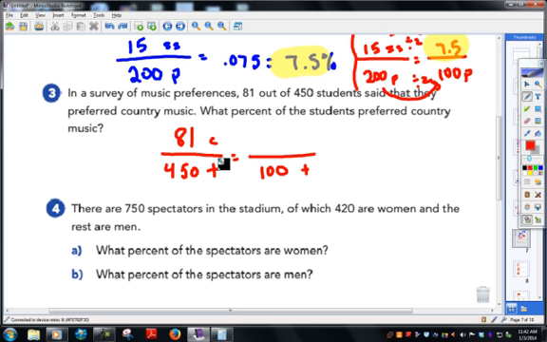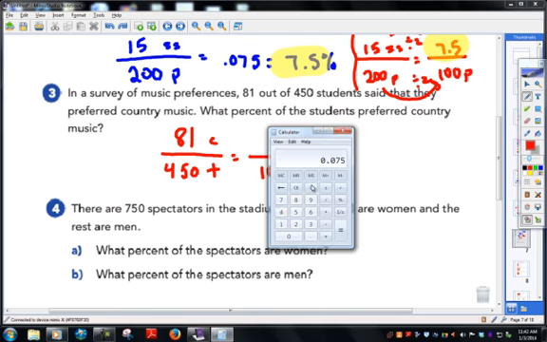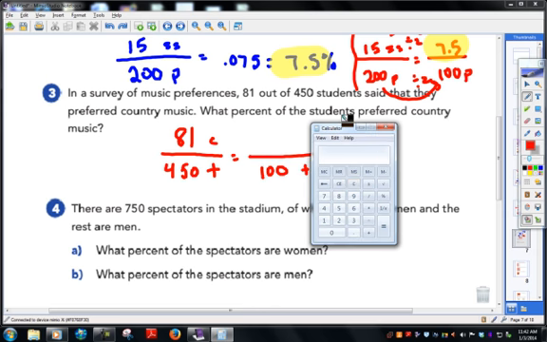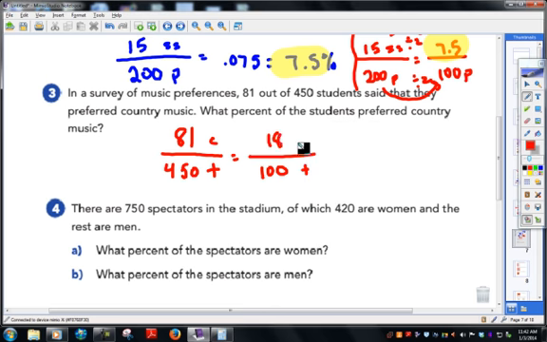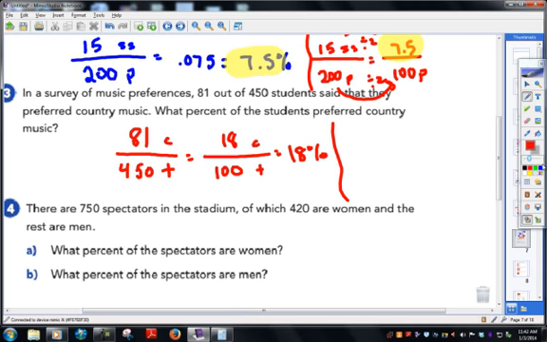You're just changing your whole amount. You're saying that I want to always make my whole 100. I always want to figure out 100 total. So if we did it that way, 100 times 81 divided by 450, going to give me 18. 18 liked country out of 100, which means that 18% preferred country. Okay, let's do it the other way. 81 out of 450. We divide that, 81 divided by 450. We're going to get 0.18, which becomes 18%. Okay?